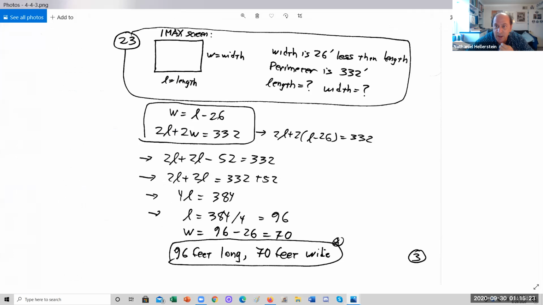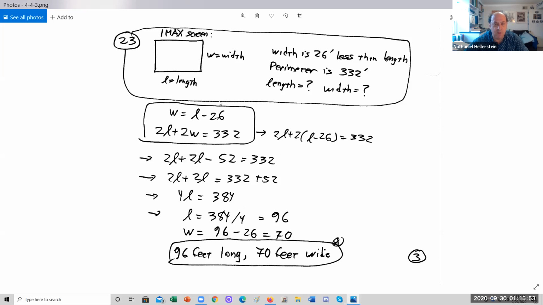Here we have an IMAX screen. Length L, width W, what are they going to be? The width is 26 feet less than the length, and the perimeter, the distance around, is 332 feet. So width equals length minus 26. That's what this says. Perimeter is twice the length plus twice the width. 2L plus 2W equals 332.